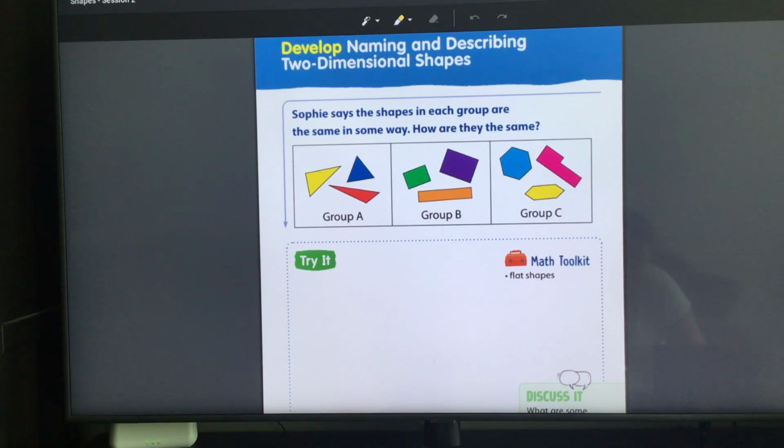This is lesson 33, session 2. We will continue naming and describing two-dimensional shapes and working with sorting them. We are on page 773.